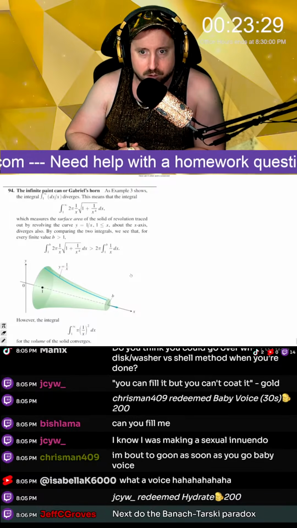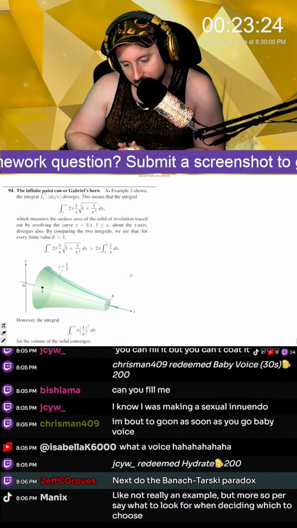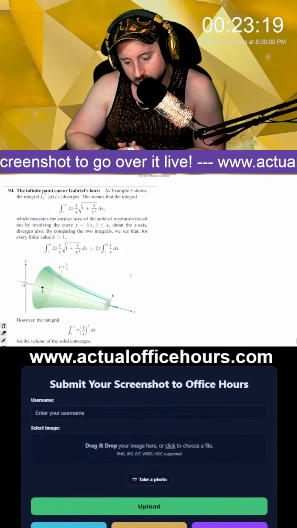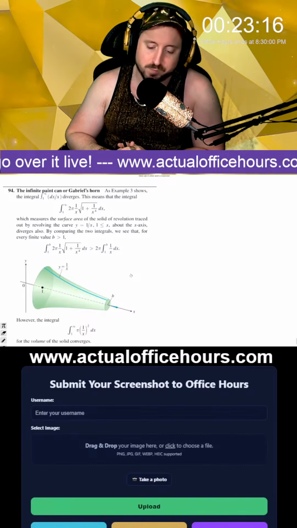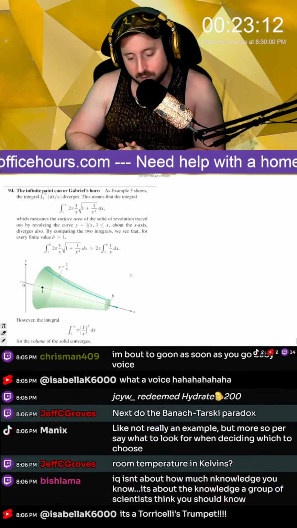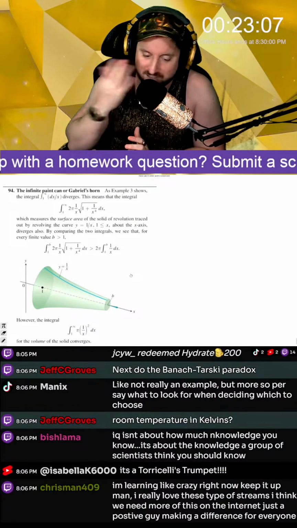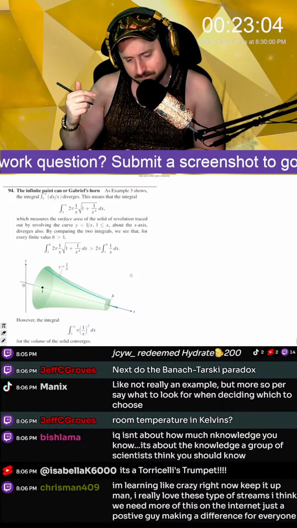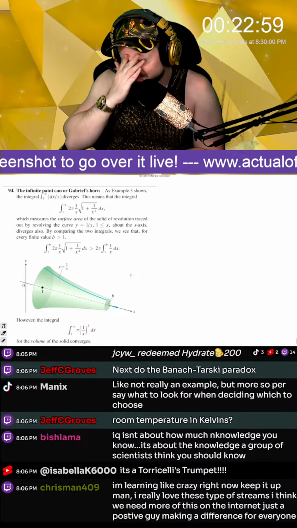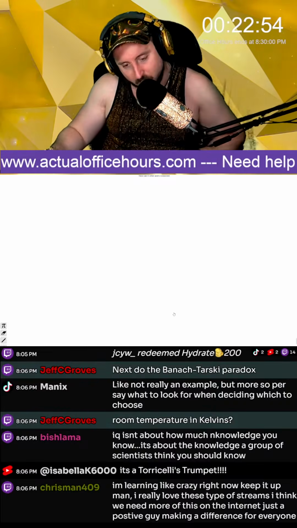Which measures the surface area of the solid of revolution. Sorry, what are you saying, Manix? Do you think you could go over when to use the disk washer versus the shell method when you're done? Like, more so, what to look for. Okay. So, Manix, you can use the disk and washer method all the time. The only difference is that sometimes the integral is really nasty to deal with. Let's go over what the difference is.